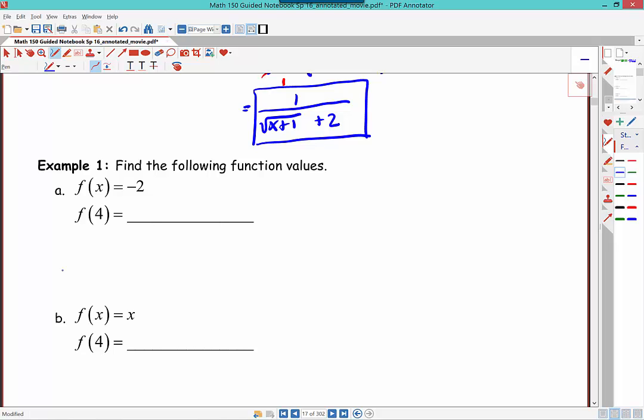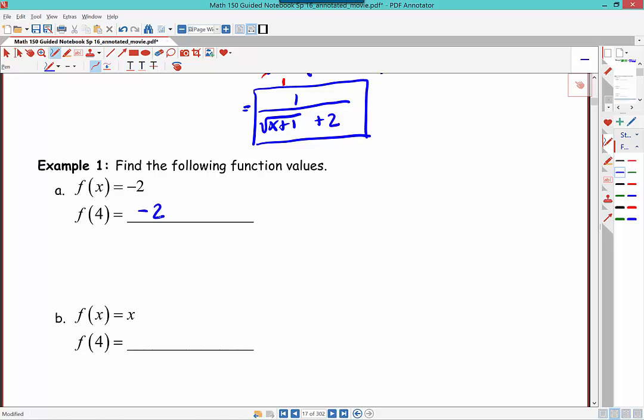We'll be kind of practicing again the difference between function values and limits. All right. So if f at x is negative 2, right? What is f at 4? Now remember, it's so easy, it's hard. Good, you got it. F at 4 is just going to be negative 2, right?